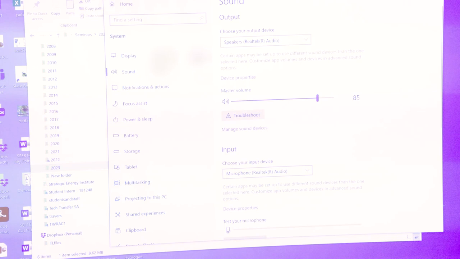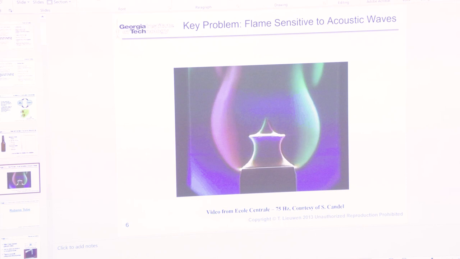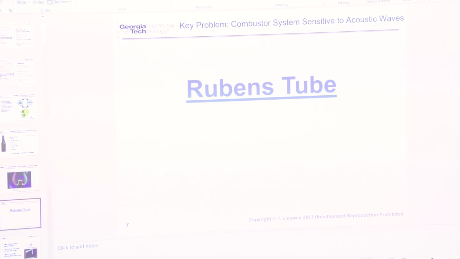All right, so that's kind of a fun little demo that you can all try at home. But yeah, so that just summarizes how the flame is sensitive to sound waves and then just the whole combustor system. So that's, like I said, it's called a Rubens tube, so that's where that video comes from.